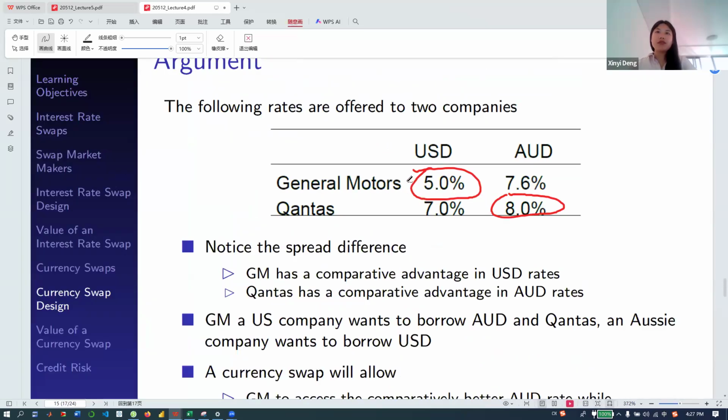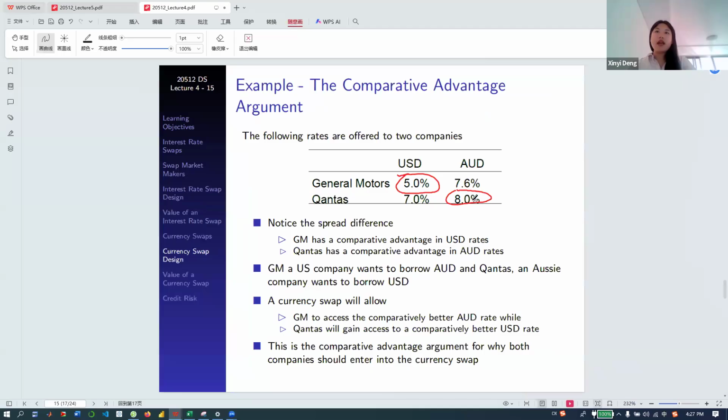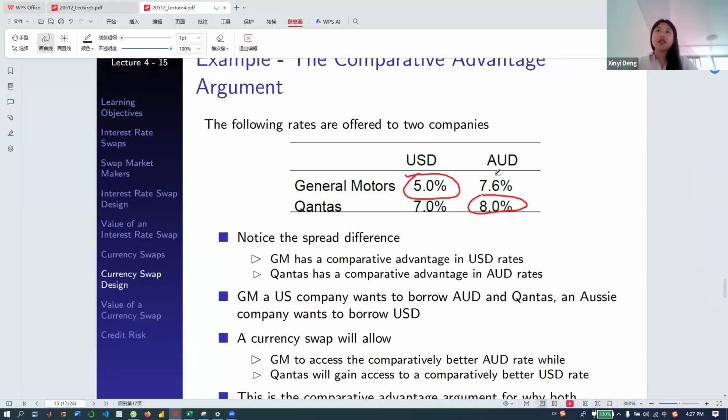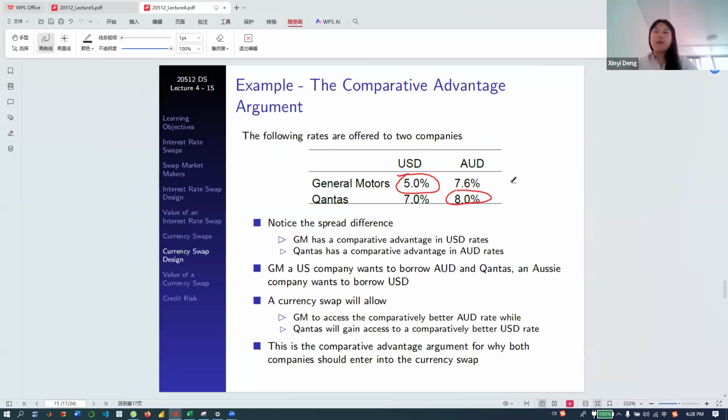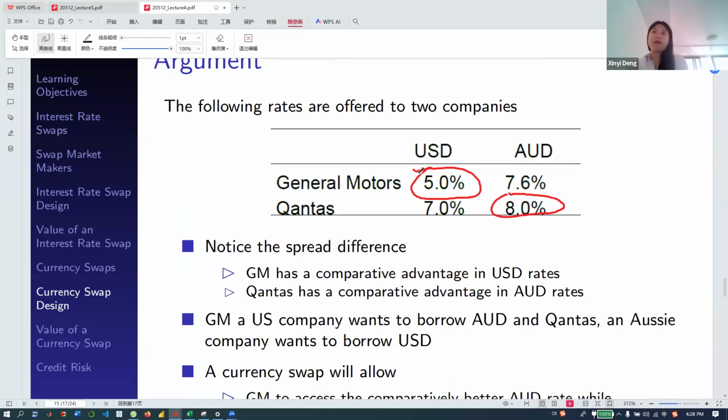So for General Motors, the interest rate in USD is 5% and Qantas is 7%. And for AUD, General Motors borrowing in AUD would be 7.6%. And Qantas, when borrowing in AUD, the rate is going to be 8%. So let's just calculate the difference to determine the comparative advantage.